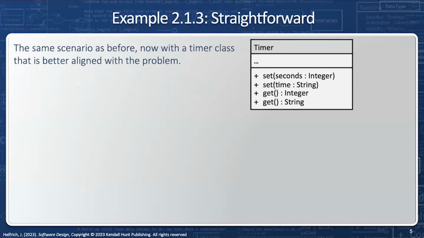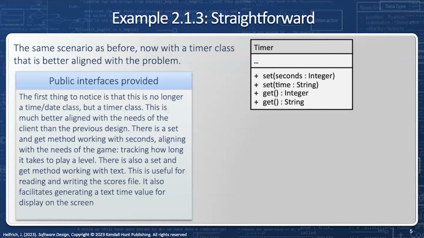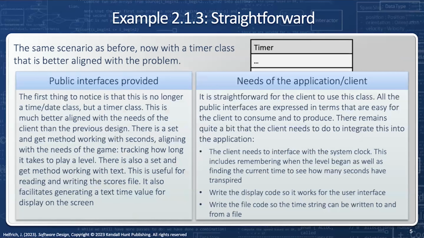Now we have the same scenario as before, but this time I'm not going to have a date time class, but rather a timer class. I'm going to get both integer and a string in terms of my timer. Now, the first thing to notice is it is no longer a date time, but a timer class, and this is much better aligned with the needs of this particular application. There is a set and a get method working with seconds, aligning with the needs of the game, and there's also a set and get working with text, which is useful for writing to the scores file. It also facilitates generating a text time for displaying on the screen.